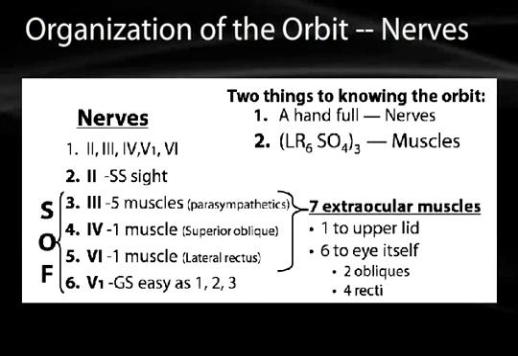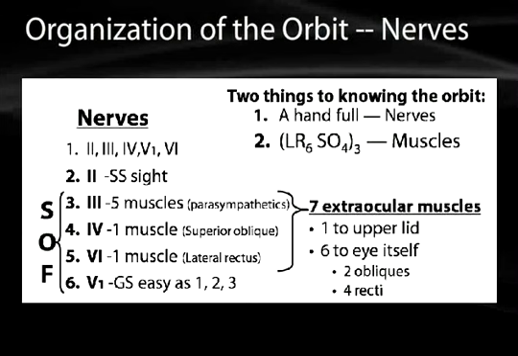If you really know 2 things about an orbit, that there's a handful of nerves associated with it, there's your 5 nerves. And if you know that the lateral rectus is done by cranial nerve 6, the superior oblique is done by cranial nerve 4, and all of the other muscles of the orbit are done by cranial nerve 3, then you basically have the entire orbit organized. Let's look at which handful of nerves there are distributing.